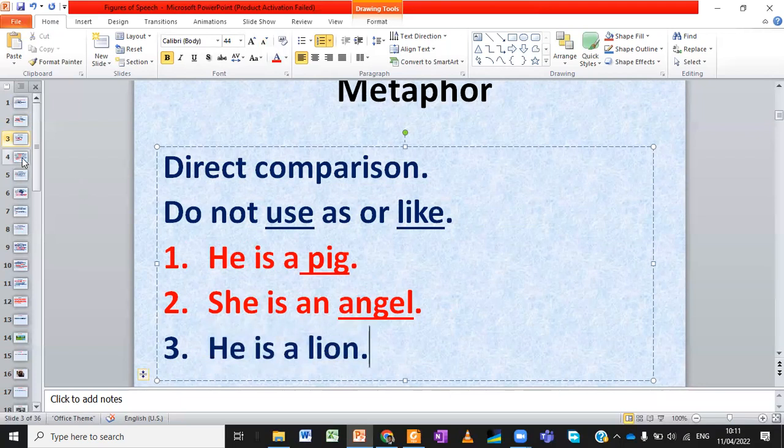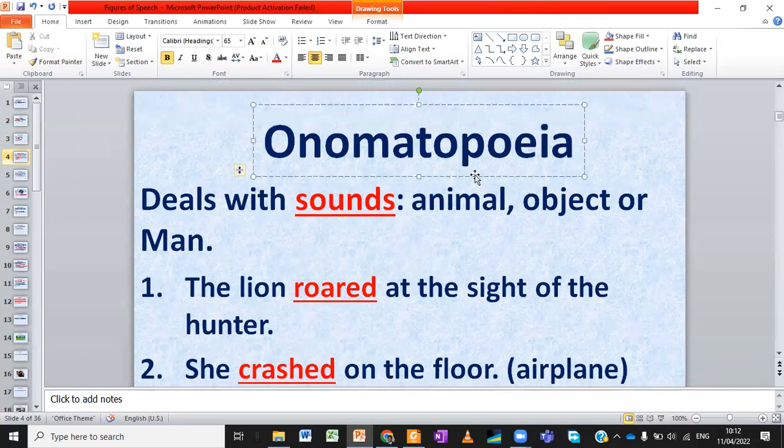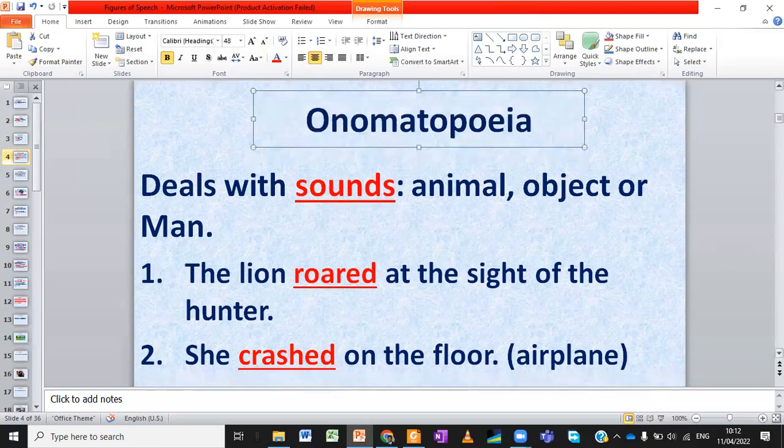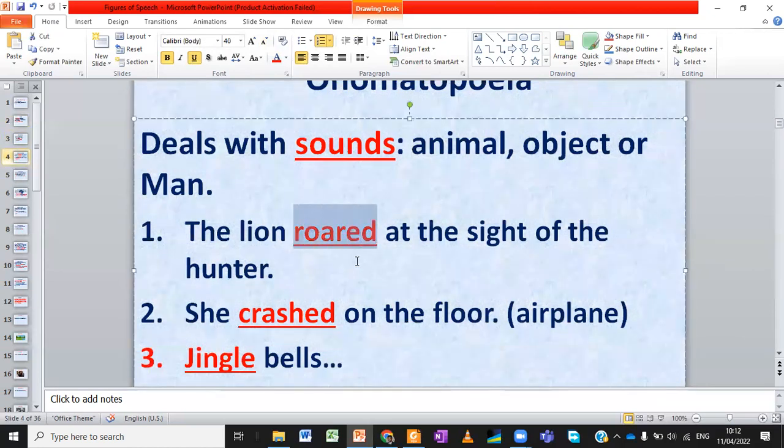Okay, let's continue. Onomatopoeia deals with sounds, the sounds of an animal, object, or human being. For example, when you hear the sound, you can actually associate that sound with a noun. For example, the lion roared. Only one animal, or a group of animals like the bear, what else can roar? The tiger. But when you hear the word roar, your mind takes you to the lion, okay?